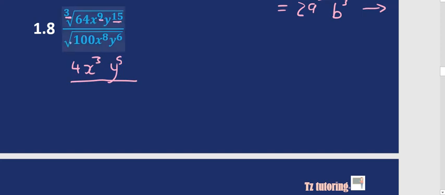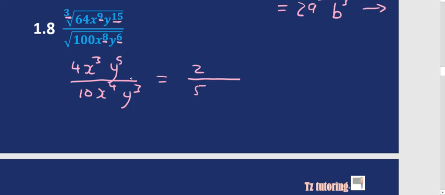The denominator, there's a square root there. The square root of 100 is 10. And of course, the square root rule is if we have the square root, we can divide the exponents by 2. So 8 divided by 2 is 4. 6 divided by 2 is 3. We could simplify this further to 2 over 5. 2 goes into 4 twice, 2 goes into 10 5 times.